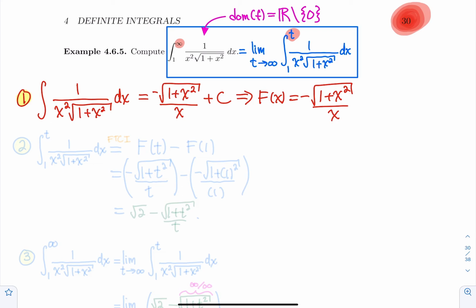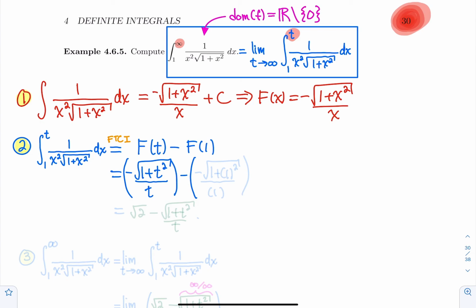The second step is to compute the definite integral from 1 to t of 1 over x squared square root of 1 plus x squared dx. By using the first fundamental theorem of calculus, it's going to be equal to F at the upper bound, so F of t, minus F at the lower bound. So F of t, I'm going to get minus the square root of 1 plus t squared over t, minus, same thing at 1.